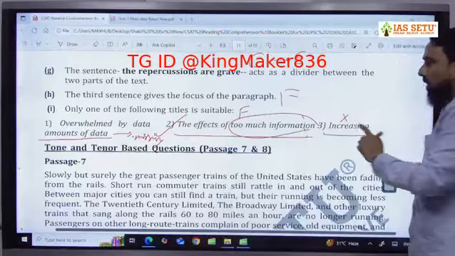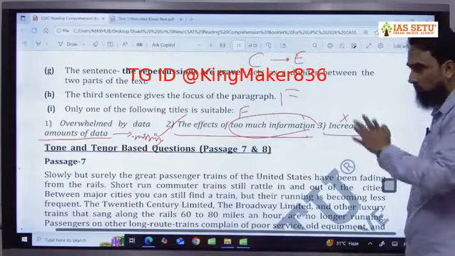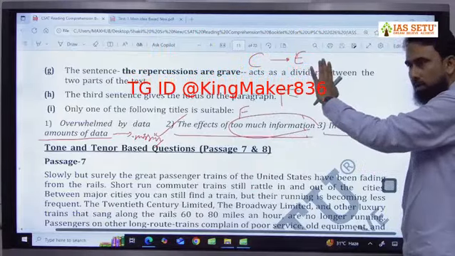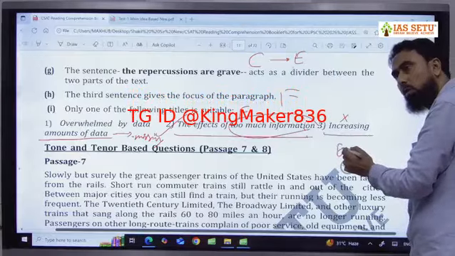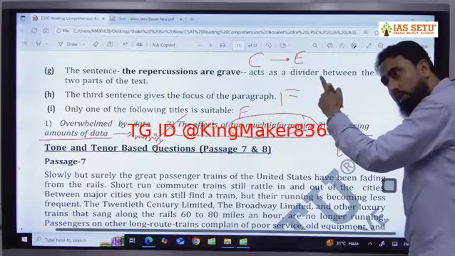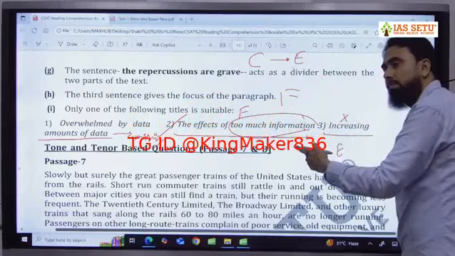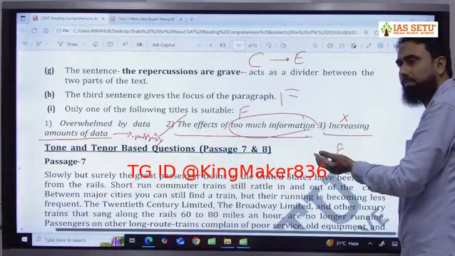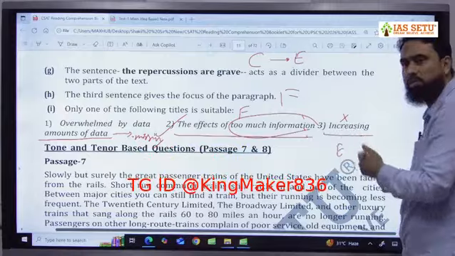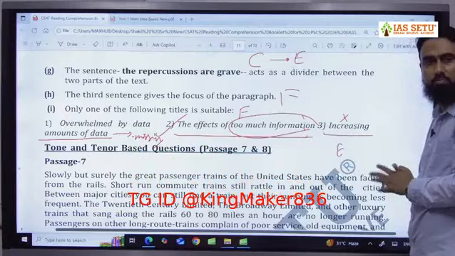Now, increasing amount of data. Yes, increasing amount of data is given in the passage. But the effect of this increasing amount of data on the people, their understanding, is also given there, but missing from this title. So actually this title is half. In halfway it covers the passage. तो आपने इसको dismiss किया. अब आते हैं first वाले पे.